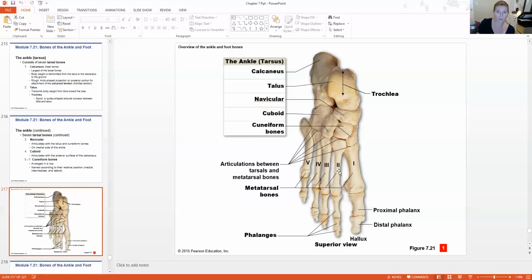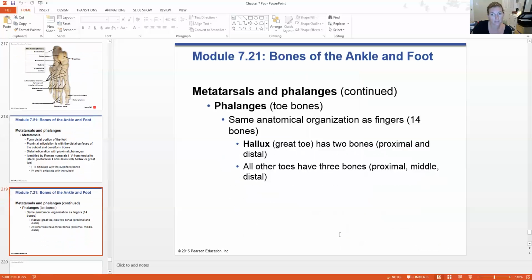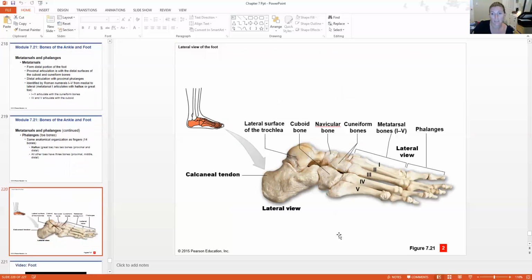And then same thing with our metatarsals. You start medial and go lateral with the numbers, and then phalanges, proximal and distal, or proximal, middle, and distal for our toes. Metatarsals form that distal portion of the foot. They proximally articulate with the cuboid and cuneiform, and distally articulate with the proximal phalanges. And again, they're Roman numerals 1 through 5. Phalanges, same thing, except it's called a hallux, not a pollux, and there's only proximal and distal. Everything else has proximal, middle, and distal. There they all are in all of their glory.